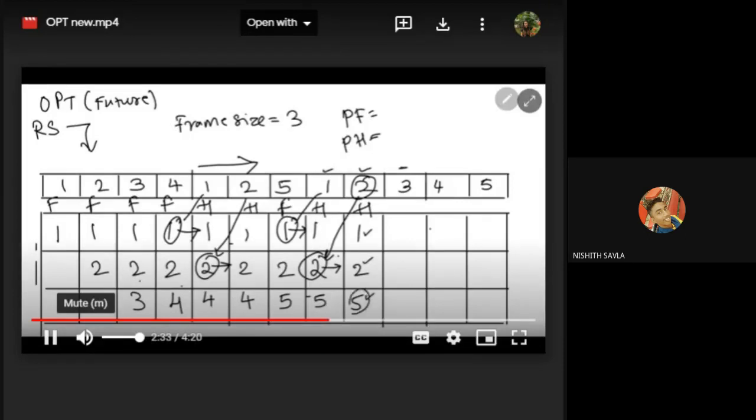I require 5 in the immediate future, so I cannot replace 5, but I do not have 1 and 2 ahead to be used. So now I will replace 1, and next time I'll replace 2. So replace 1 with 3, copy the other 2 as it is with a page fault, and now replace 2 with 4, copy the other pages as it is with a page fault. 5 is already there, so place it as it is with the other 2 pages as a hit.